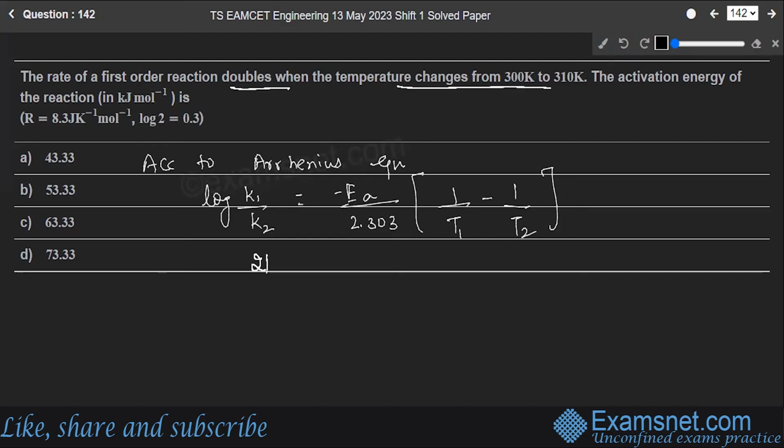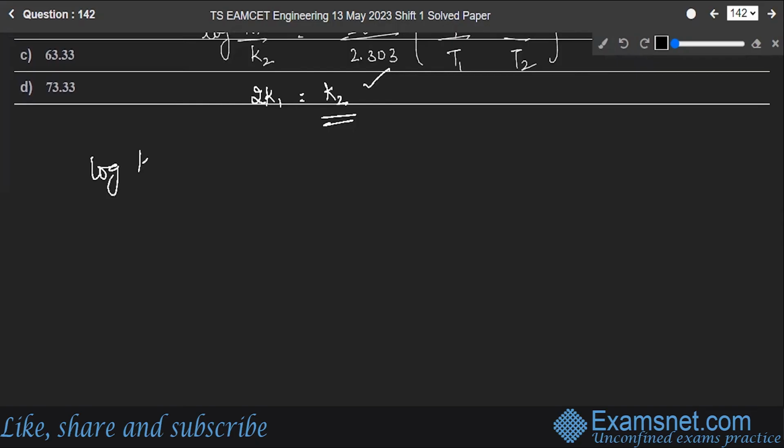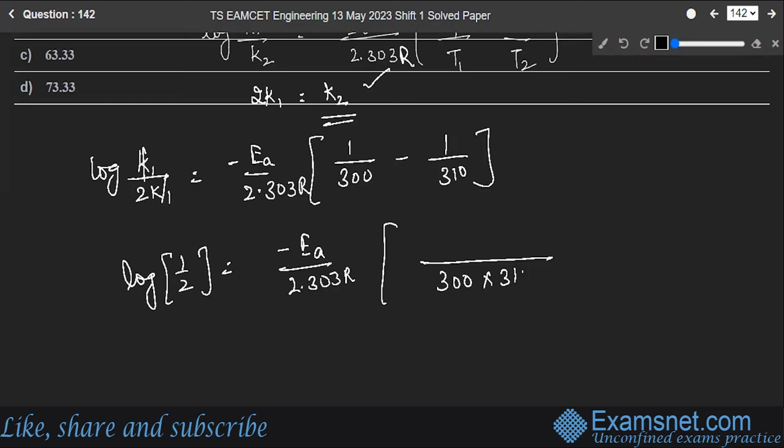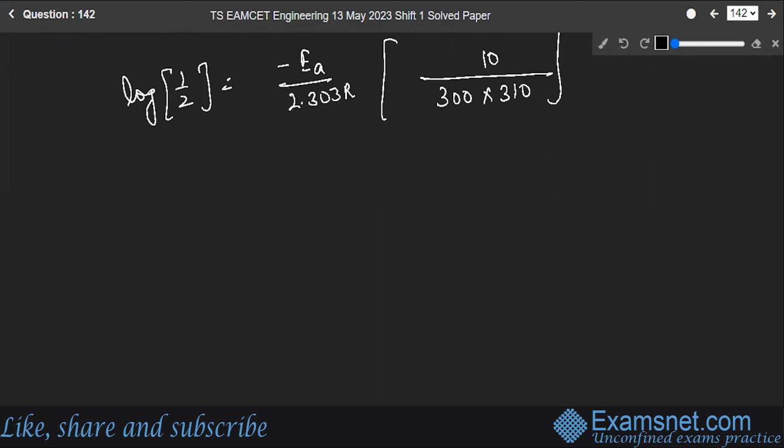That means 2K1 is equal to K2. The rate of the first order reaction doubles. That gives you 2K1 equal to K2, which makes log K1 upon 2K1 equal to EA upon 2.303 R, times the difference of 1 upon 300 and 1 upon 310. So log 1 by 2 is equal to EA upon 2.303 R. I forgot to write R over here. And this will be 300 into 310. 310 minus 300 will give you 10 only.